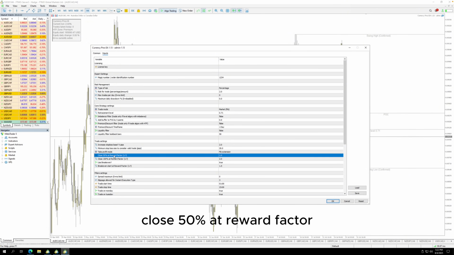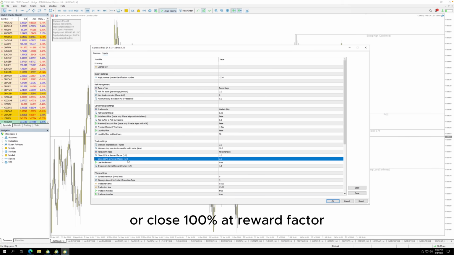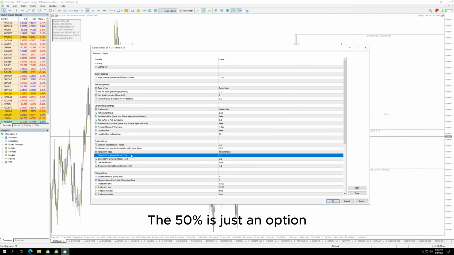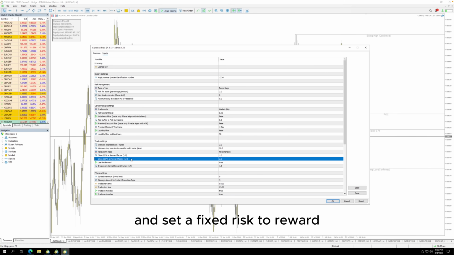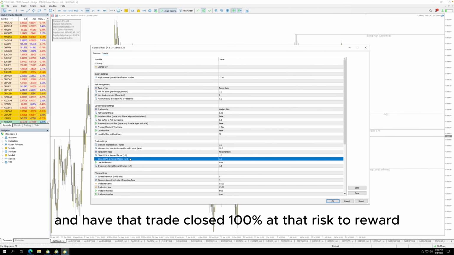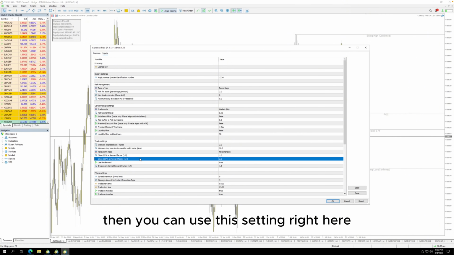Close 50% at reward factor or close 100% at reward factor. The 50% is just an option for people who like to take partial profits. But if you want to disregard that and set a fixed risk reward and have that trade closed 100% at that risk reward, then you can use this setting right here.